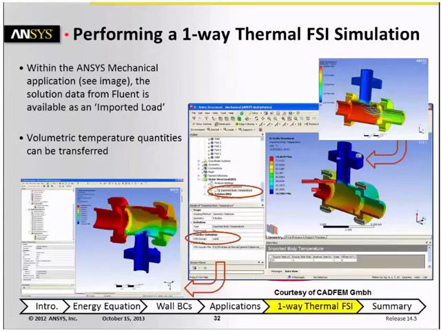After performing the data transfer operation shown on the previous slide, when you open the ANSYS Mechanical application, the solution data from Fluent will be available as an imported load. You can transfer volumetric temperature quantities from Fluent, and if you're solving a conjugate heat transfer, then this is typically the most efficient way to bring the data from Fluent into Mechanical.